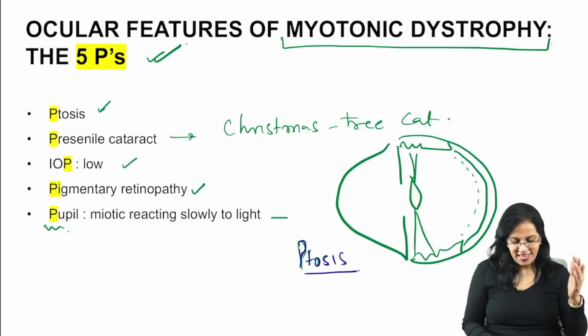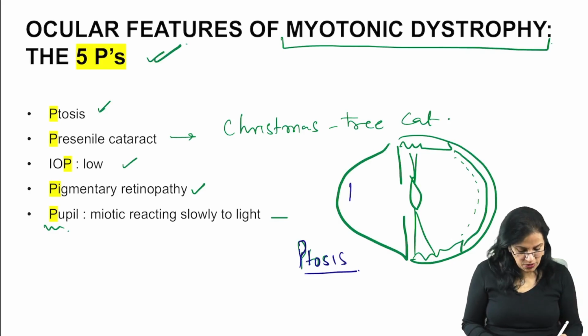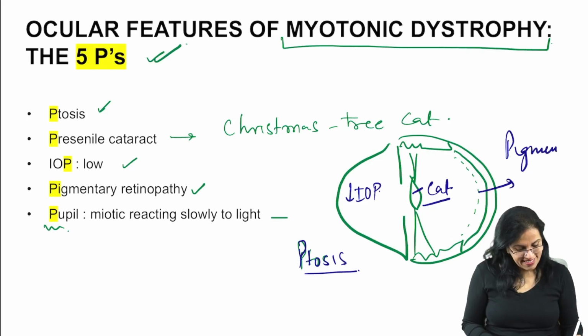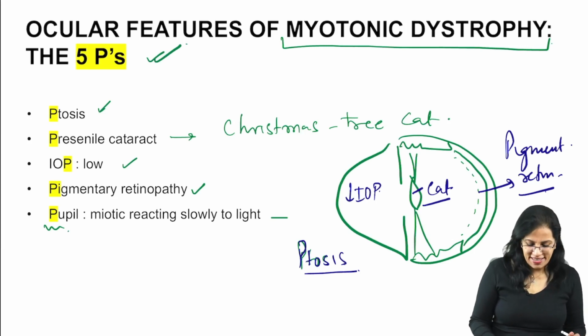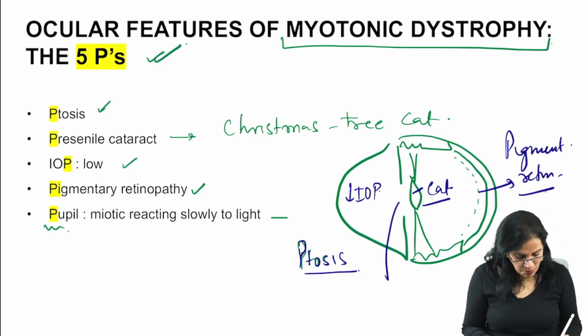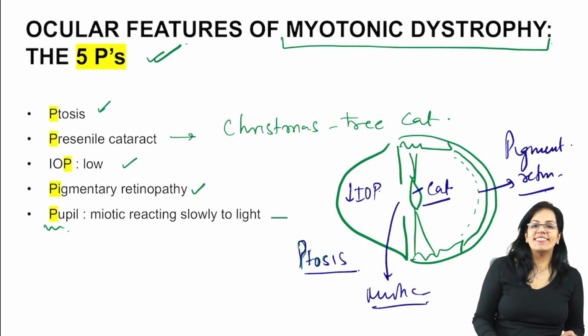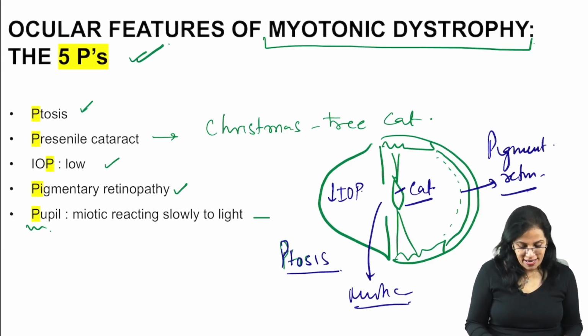Of course it is. Then second, you can say decreased intraocular pressures, right? Then you can talk about pre-senile cataract out here, pigmentary retinopathy here, right? So this way you will never forget any ocular feature of any condition, if you learn in this way, right? And of course, pupil is slowly reacting and miotic pupil. So let's label it and learn it. It's easier.